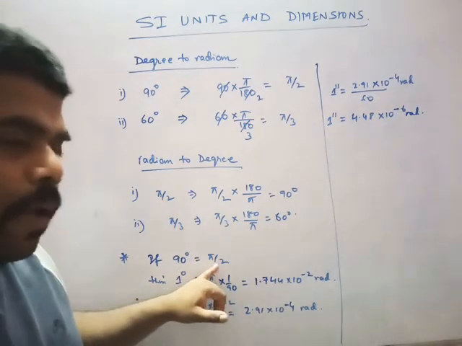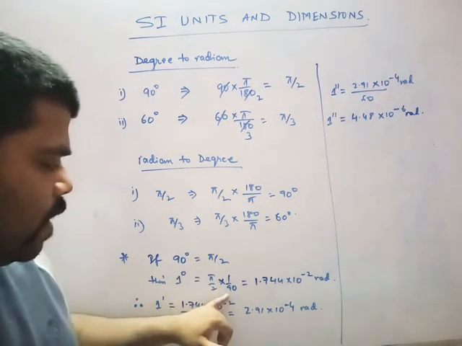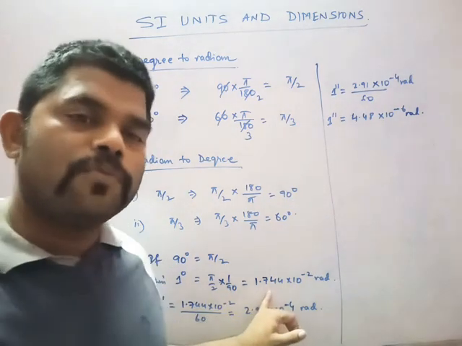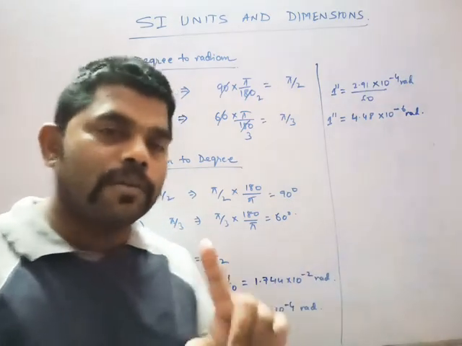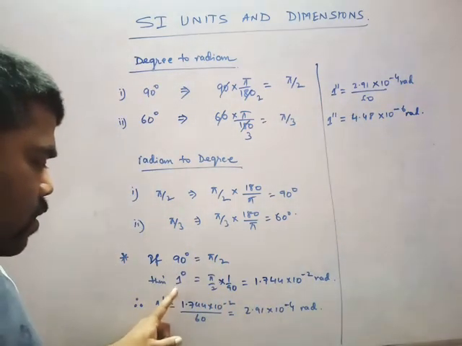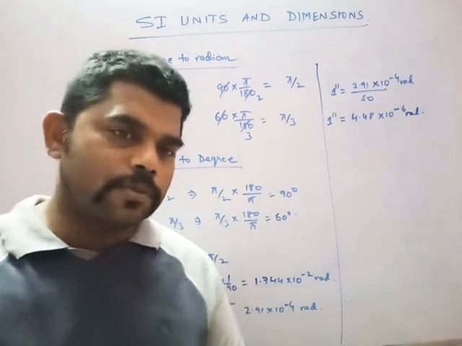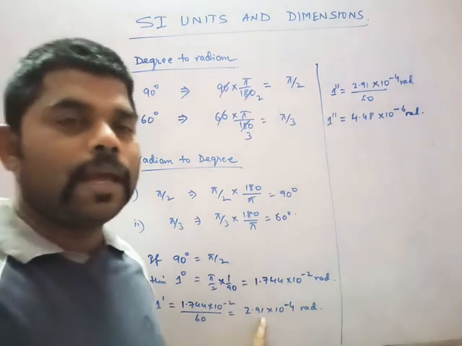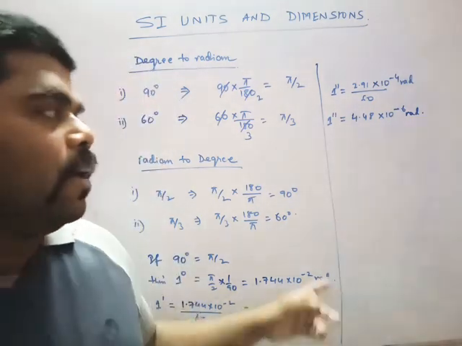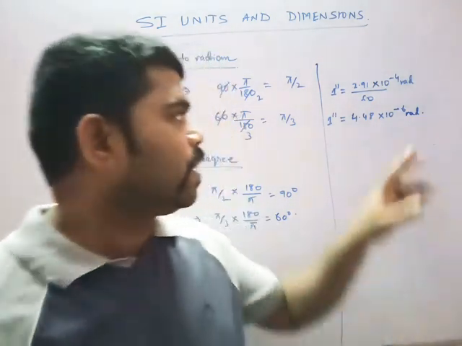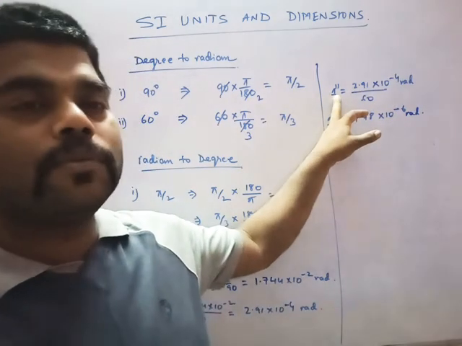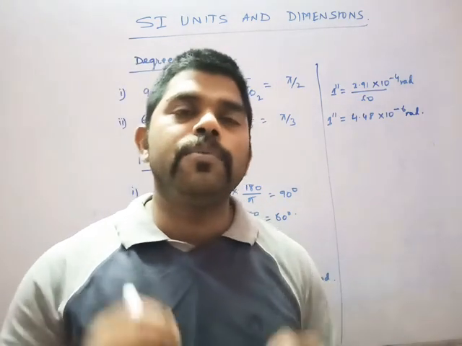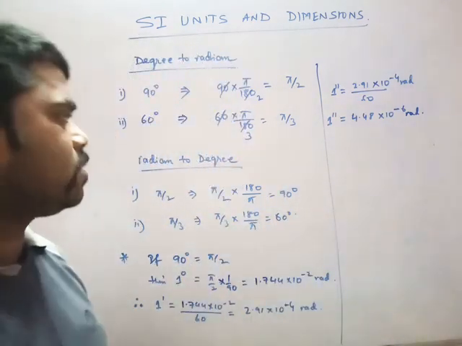90 degree is pi by 2, so to make it 1 degree, divide by 90. Then you will get this value. So keep it in mind, 1.744 into 10 to the minus 2 is the radian value of 1 degree. And since 1 degree is 60 minutes, let me divide again by 60 to get 1 minute. So it will give you 2.91 into 10 to the minus 4 radian. Again 1 minute has 60 seconds, so divide again by 60 to get 1 second: 4.48 into 10 to the minus 6 radian. It will help you in numericals. Is it right? Yes. It's very important.